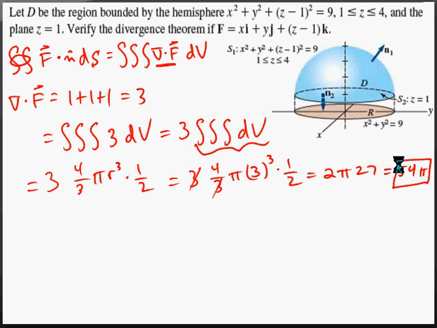What that means, in terms of flux units, is that the left side is equal to 54 pi because the right side is equal to 54 pi. So the total flux through the entire surface, both surfaces together, is going to be equal to 54 pi. As you can see, this winds up being a pretty simplified way of calculating the left side by using the right side. And that is the use of the divergence theorem.